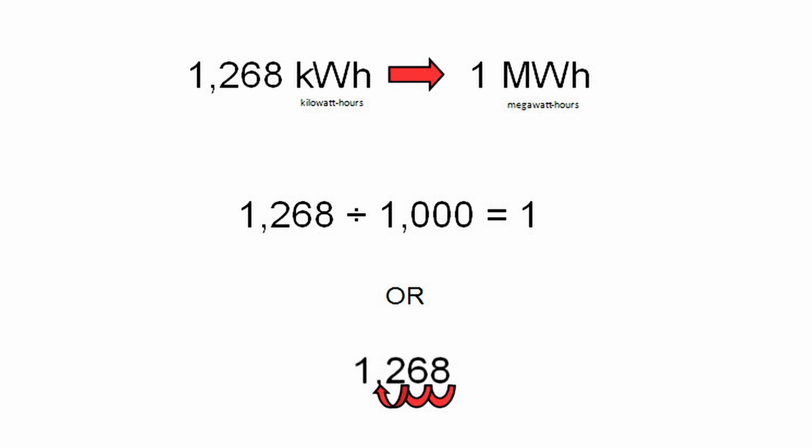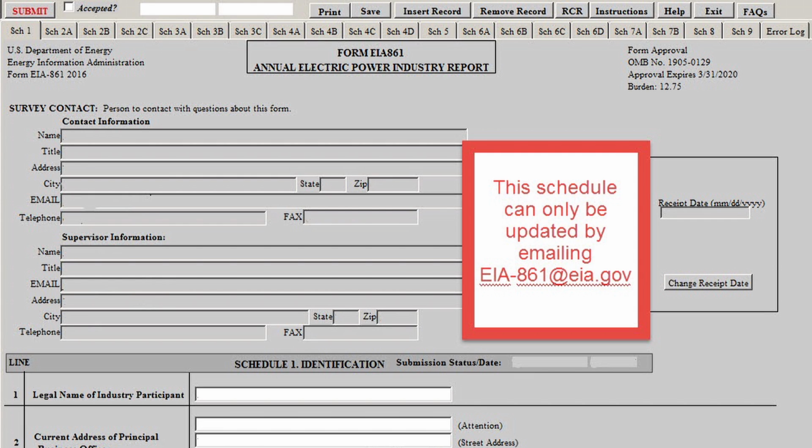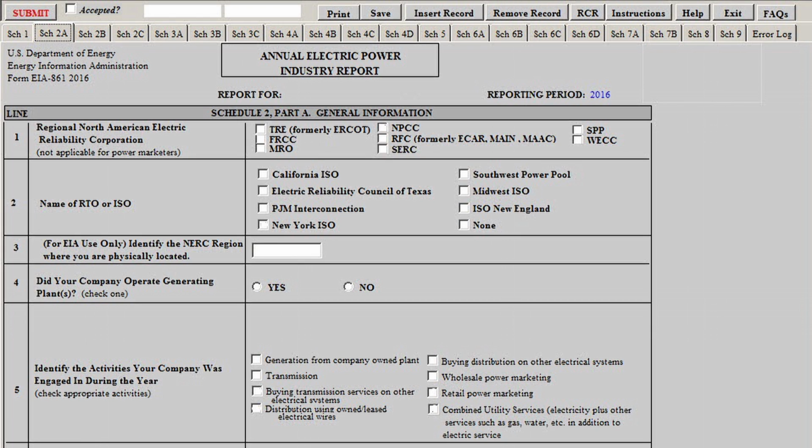You should provide all data on all schedules applicable to the type of services or the nature of activities the utility is engaged in. Schedule 1 includes contact information. This schedule can only be updated by EIA-861 staff. To make updates to this schedule, please email EIA-861@eia.gov.